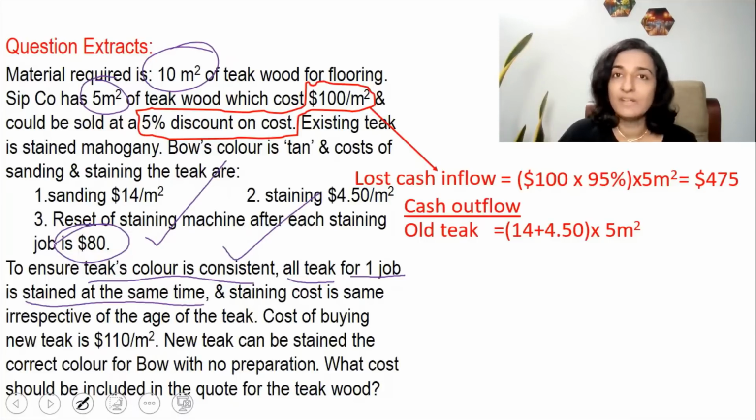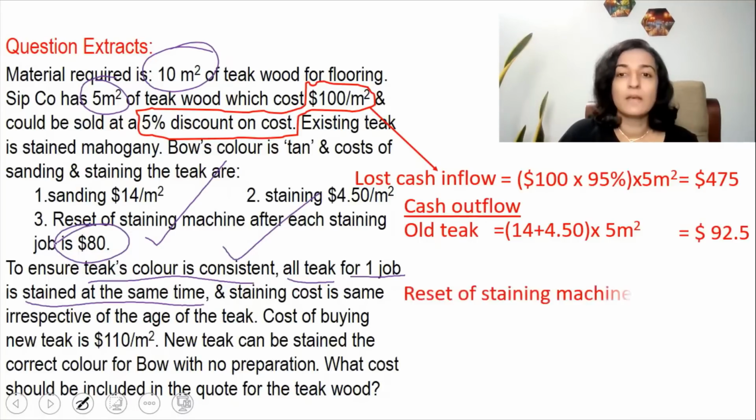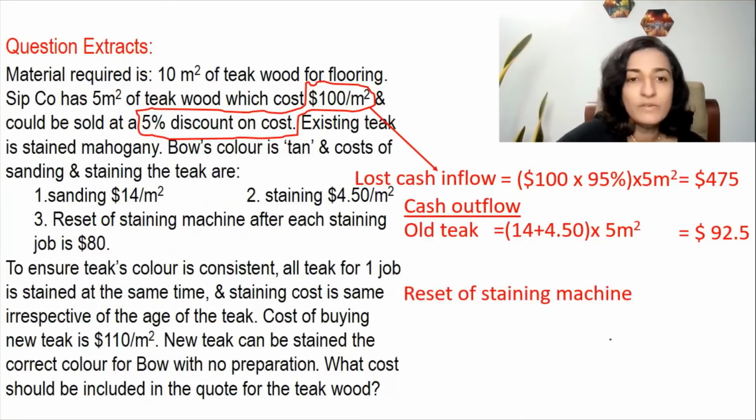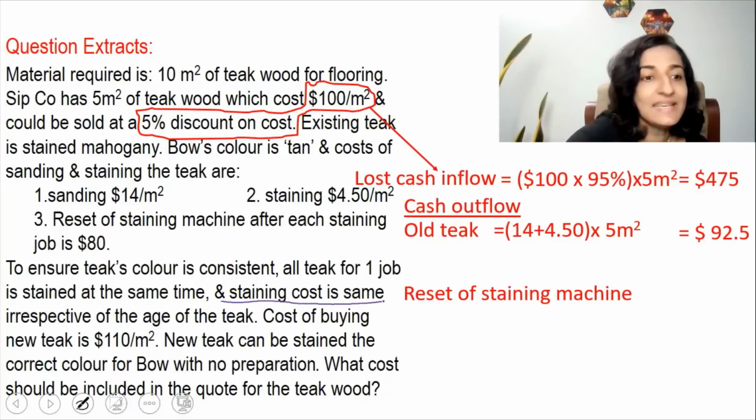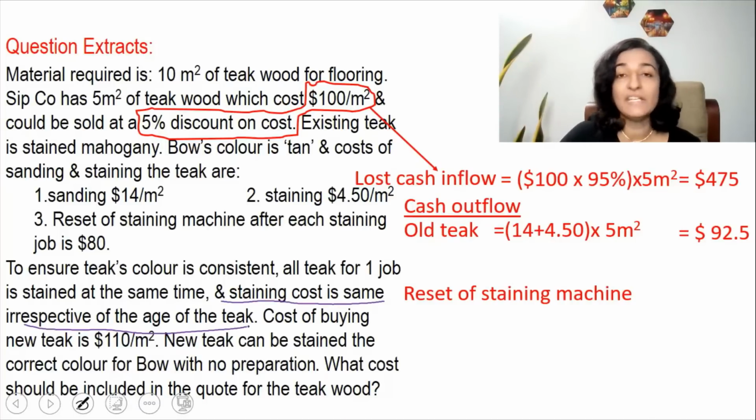So let's make a note of it because that's also a cash outflow. Reset of staining machine is $80. Moving forward, staining cost is the same irrespective of the age of the teak.